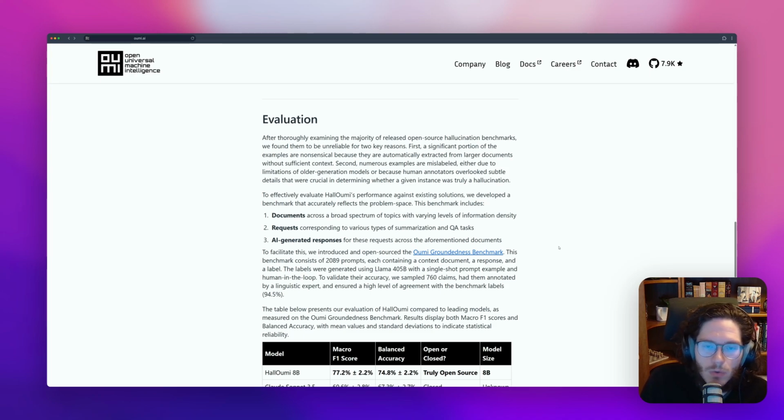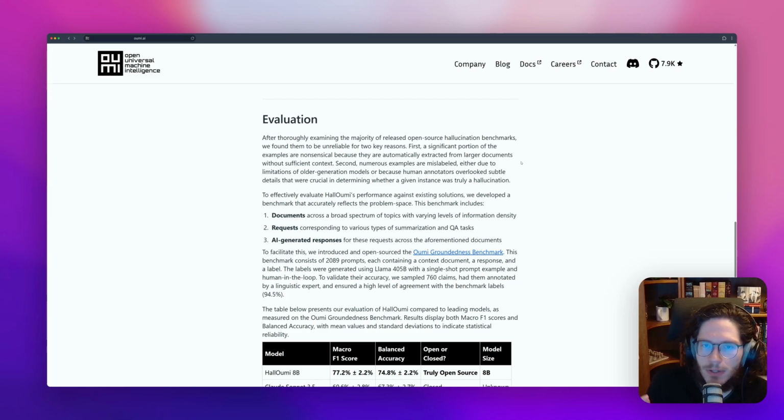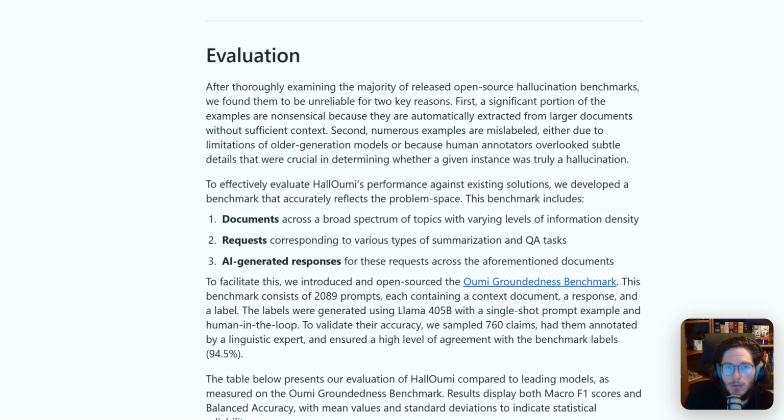What is this evaluation? Well, after looking at a number of benchmarks, we found many of these hallucination benchmarks were unreliable for two reasons. One, the examples aren't really aligned with use cases because they were just extracted from large documents without sufficient context. Second, many samples are mislabeled. To evaluate Halloumi properly, we needed to develop a benchmark that really reflects this problem space. So, this benchmark includes documents across a broad spectrum of topics with varying levels of information density, requests corresponding to different forms of summarization and QA, and AI generated responses for these requests across the aforementioned documents.